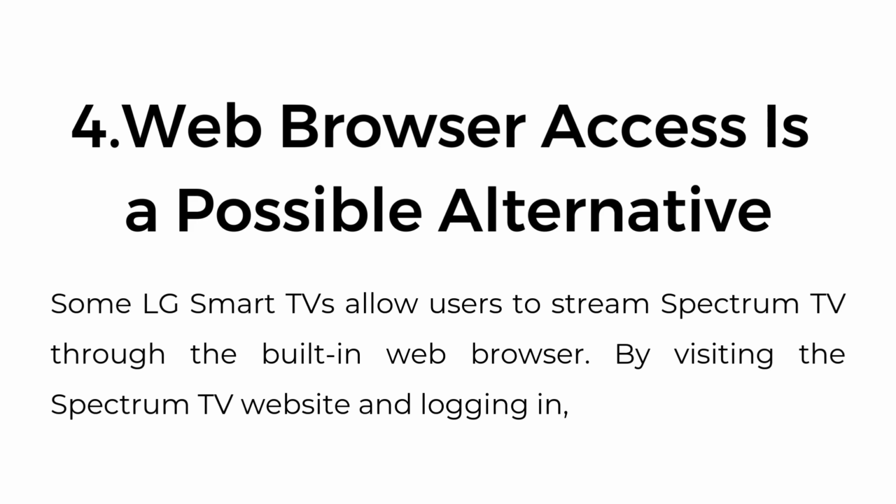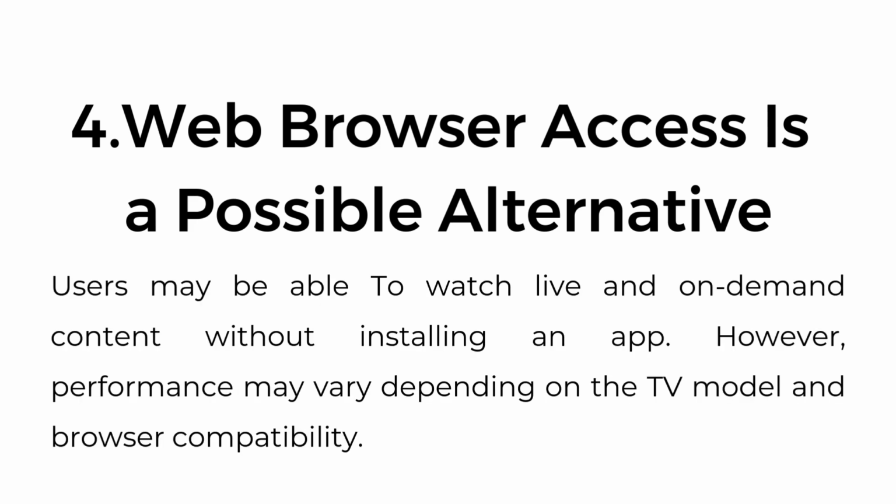4. Web browser access is a possible alternative. Some LG Smart TVs allow users to stream Spectrum TV through the built-in web browser. By visiting the Spectrum TV website and logging in, users may be able to watch live and on-demand content without installing an app. However, performance may vary depending on the TV model and browser compatibility.